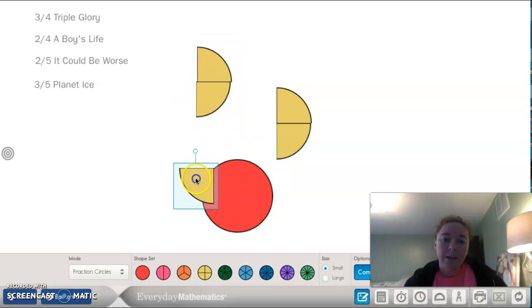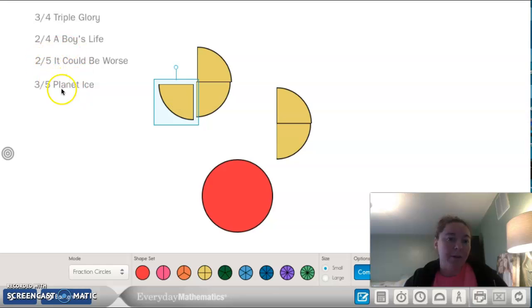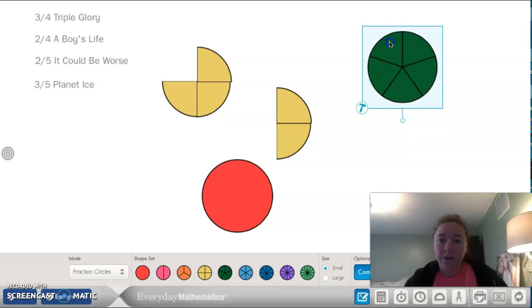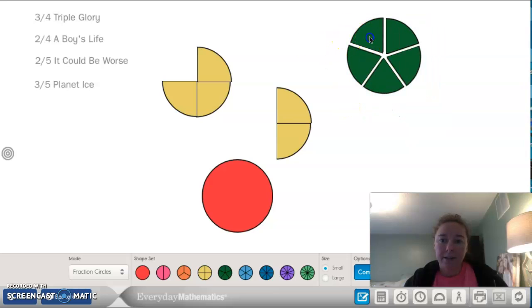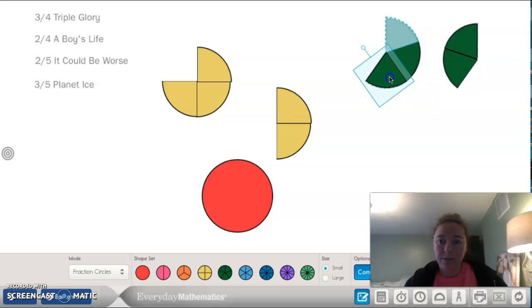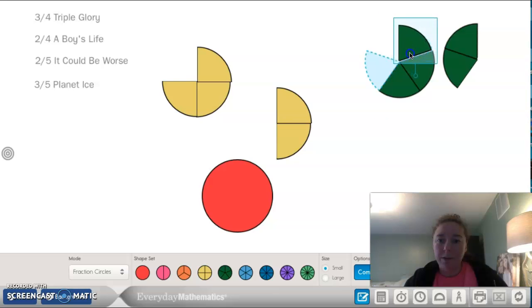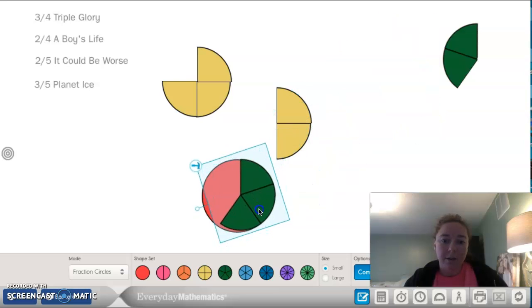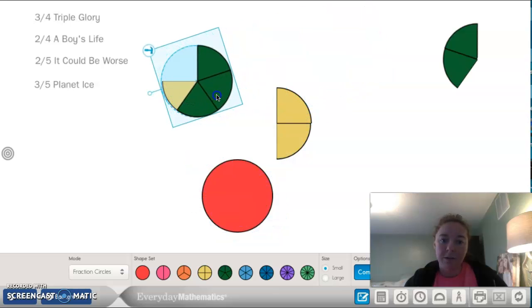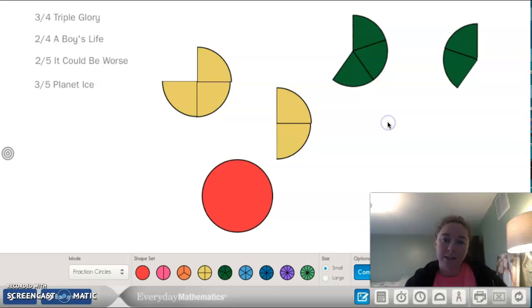Okay. Your next step is you're going to use the fifths. So again, I find the fraction circles that have fifths. I need one that has 2/5 and one that has 3/5. Here's 2/5. Here's 3/5. Again, when you put this all together, what covers more of the whole? You could even trace them over each other to compare the sizes.